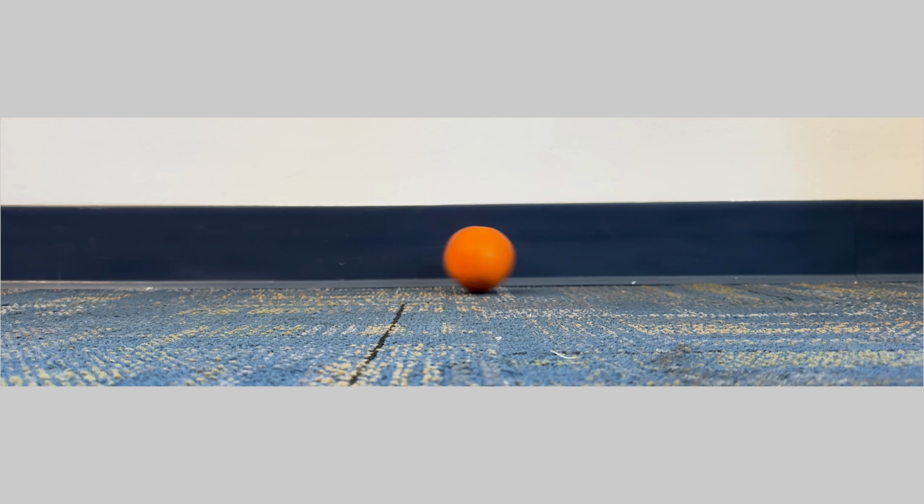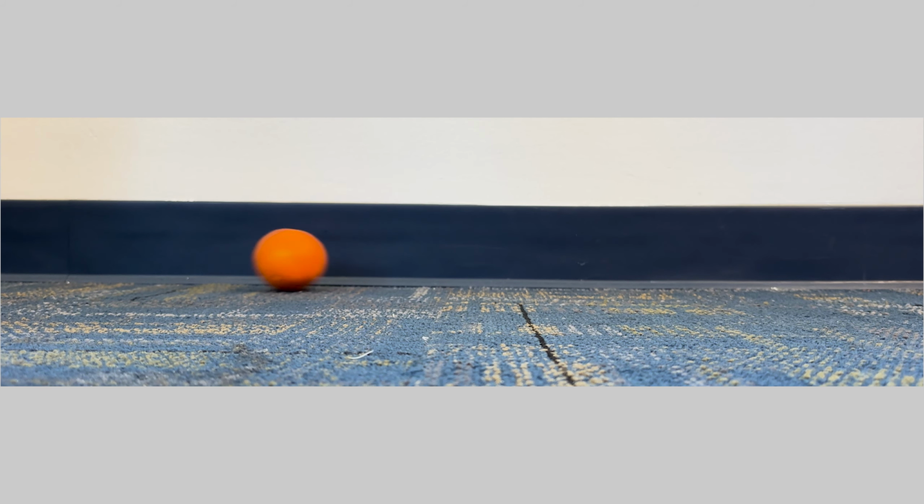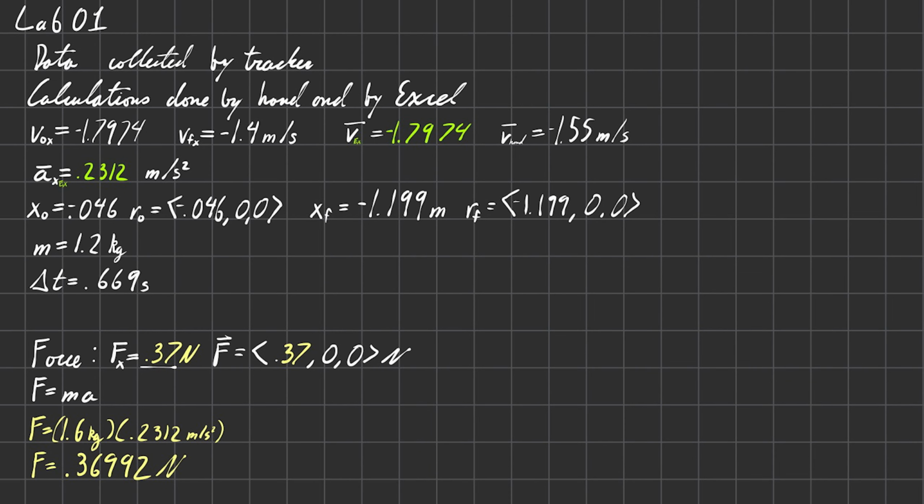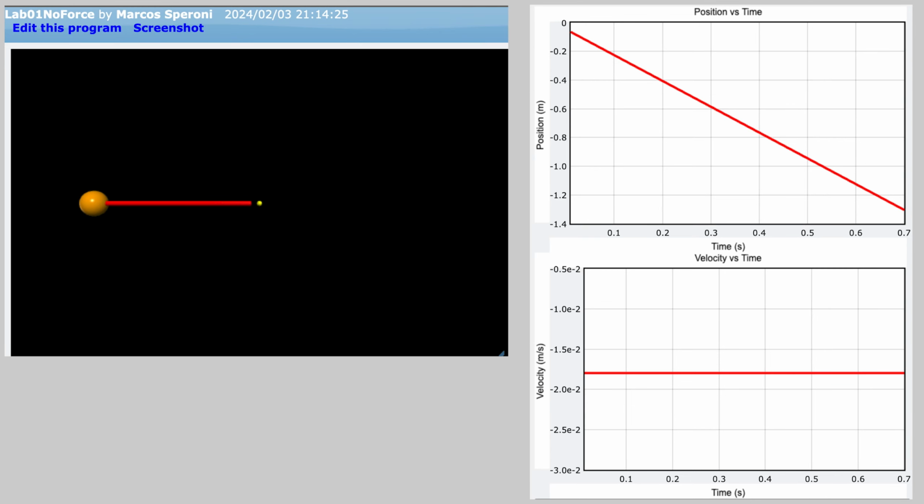Now for the what if. If I flip the axis when I first tracked the orange, then the orange would have moved in the positive direction. All of the vectors would flip directions, but the scalar values, like the mass of the orange, would remain the same. What does this mean?